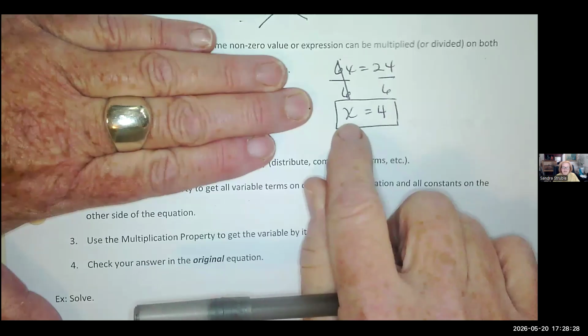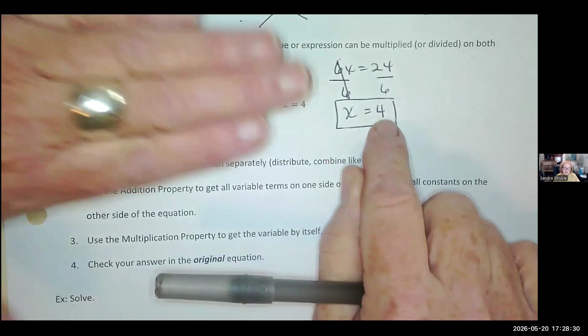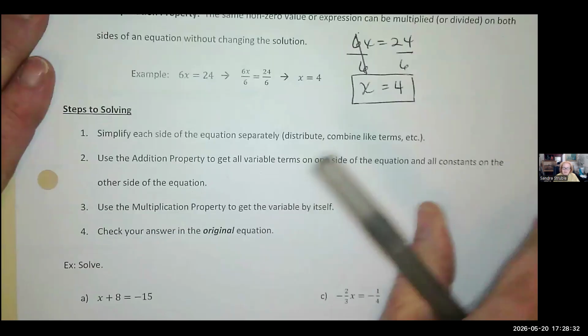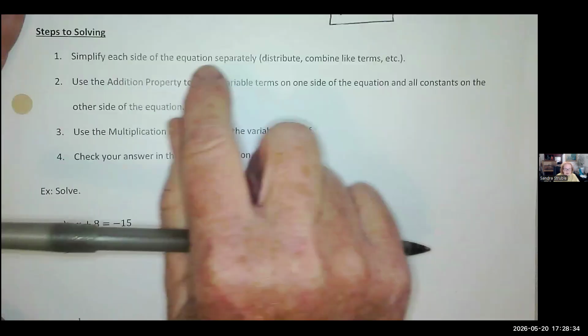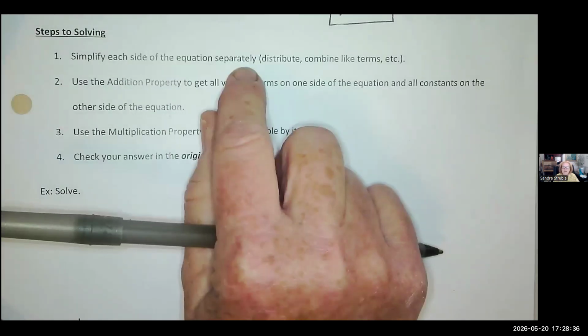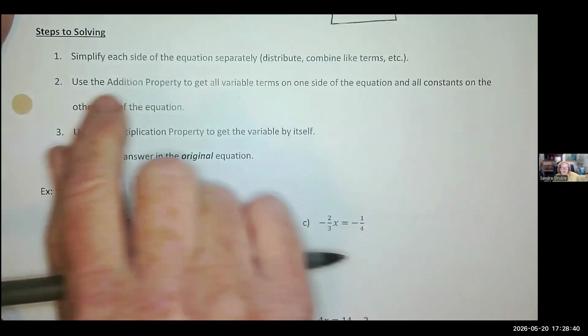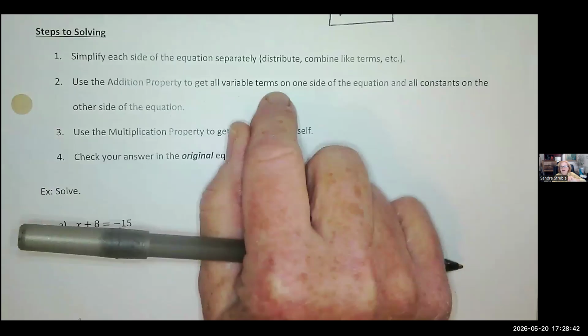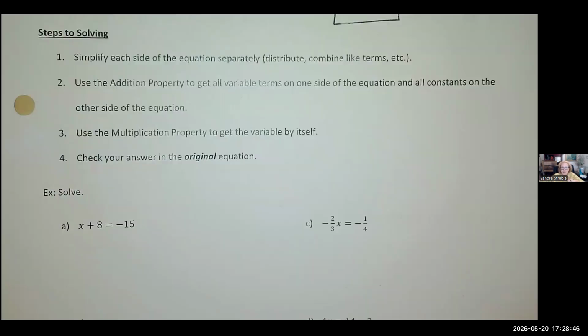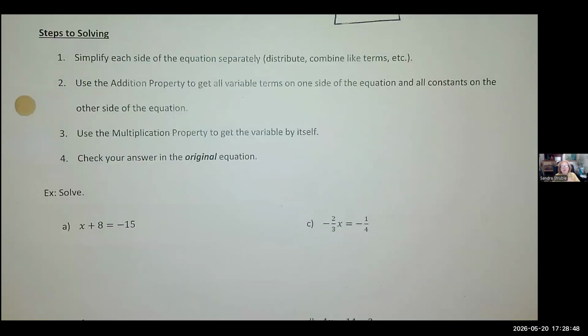All right. Steps to solving. You've got to simplify each side of the equation separately. You have to distribute. You've got to combine your like terms. Then you use the addition property to get all the terms with variables on one side, and all the terms with constants, no variables, on the other side. And then you're going to use the multiplication property to divide both sides and get the variable by itself.